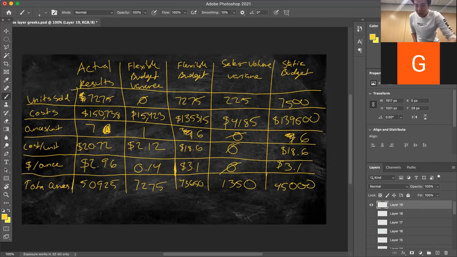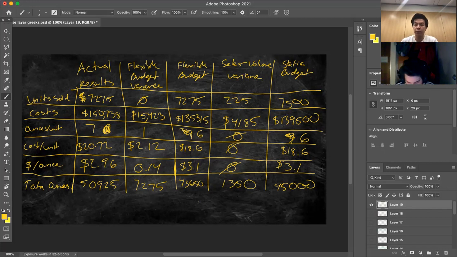All right, how are you looking so far? Have you found any of the variances? I think for this, is the selling price variance 11,238? Yep. And is that favorable or unfavorable? Here, let me look at it again. Unfavorable, because you're losing $11,238, because your static budget is 139,500 and your actual result was 150,738. Yep. That's good.